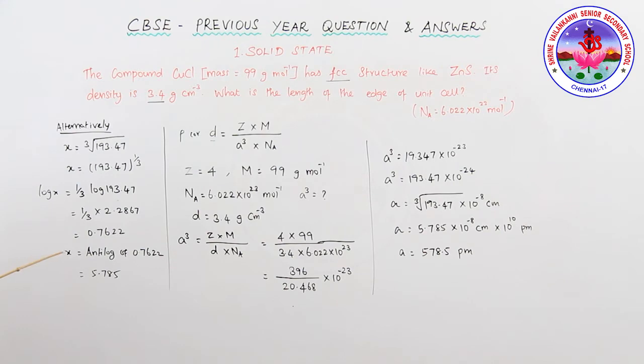Here is log X. To convert that log X to X, you have to take the anti-log. So the anti-log of this value, you will get 5.785. So the values are the same. You can use either this method or this method.